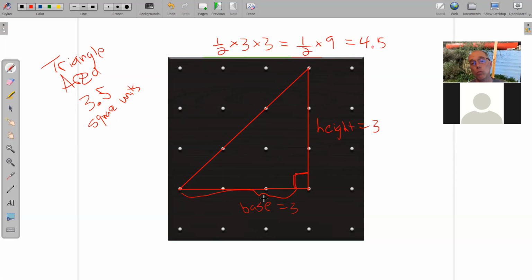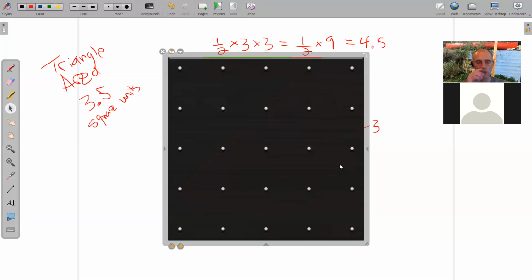Darn, see, that's too big. Okay, so we got to get creative when we're playing around here. So that didn't work. Too bad I didn't ask for a triangle of 4.5 square units. Copy, new page.